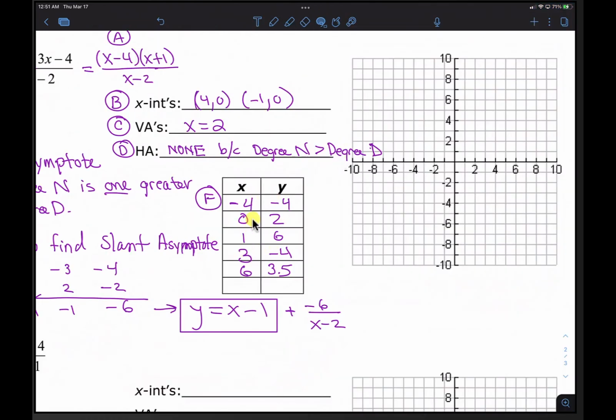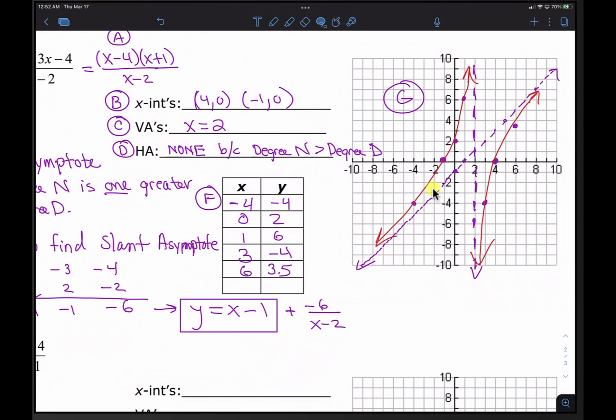All right, we take the information from our table along with our two x-intercepts, our vertical asymptote, and the equation of the slant asymptote, and now we're ready to produce our graph. So let's see what the graph looks like. Okay, this slanted line that you see here is the graph of the line y equals x minus 1. It has a y-intercept of -1. It has a slope of +1. So there's your slant asymptote there.